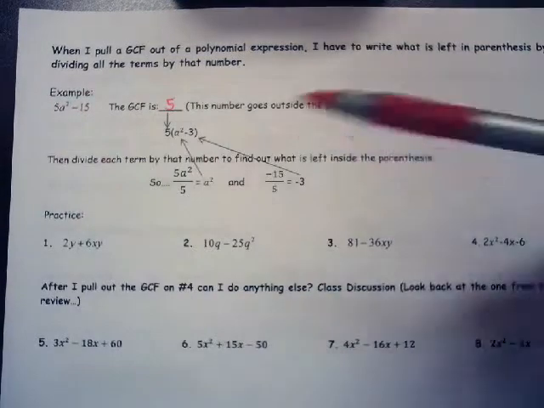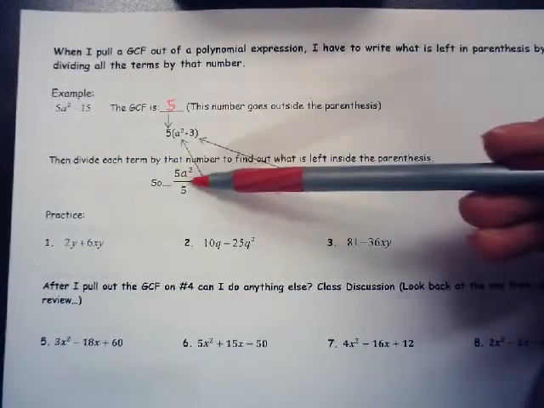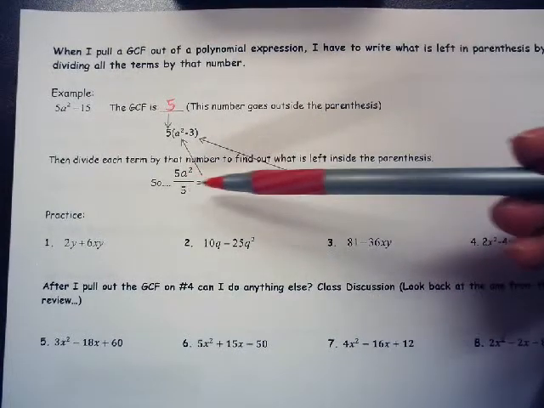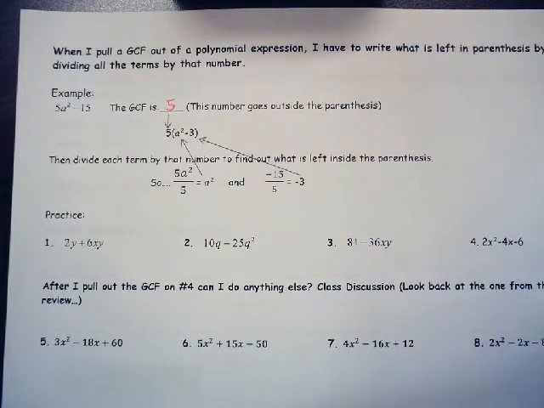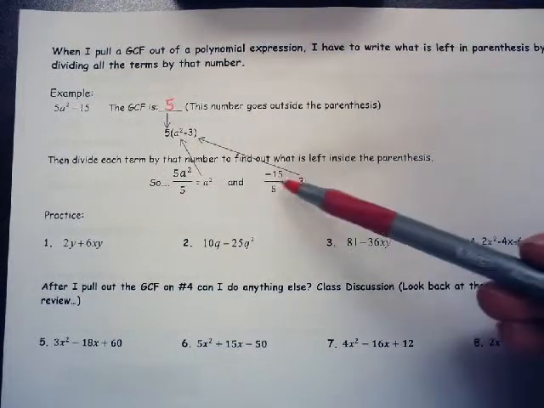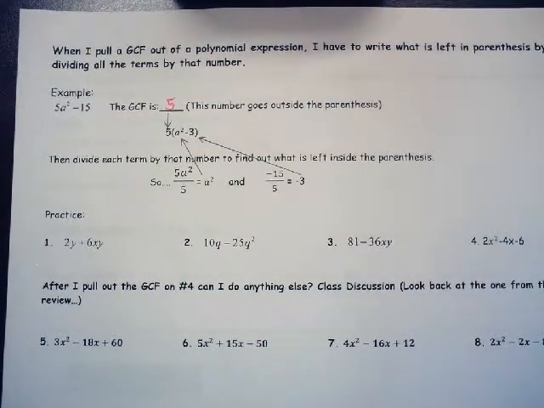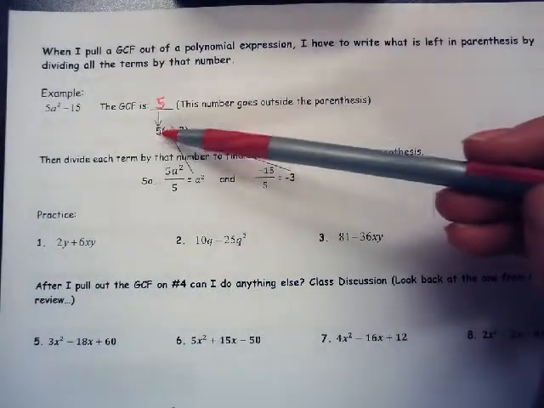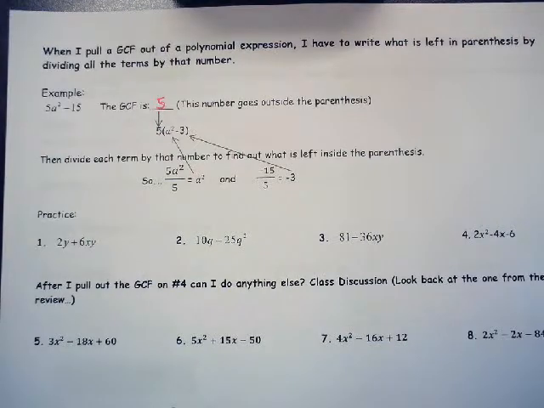Now, how do I know what's left inside? Well, I have to take each term, so 5a squared, and divide it by my greatest common factor, which was 5. So I just got a squared. So left here was a squared. And then if I took negative 15 right here and divided it by 5, I got negative 3. So that's how I know what's left inside the parentheses. Once you pull out that greatest common factor, it comes out front, and then you divide everything inside the parentheses to find out what's left.